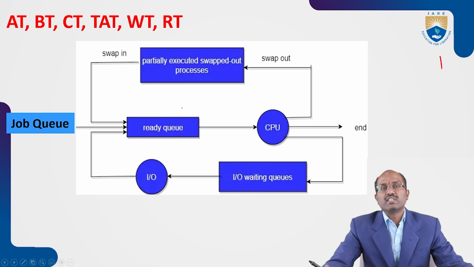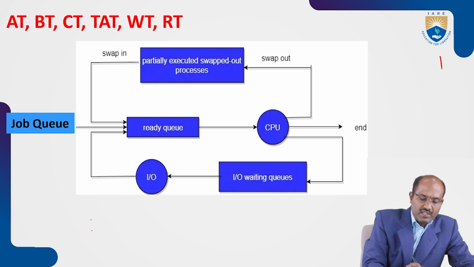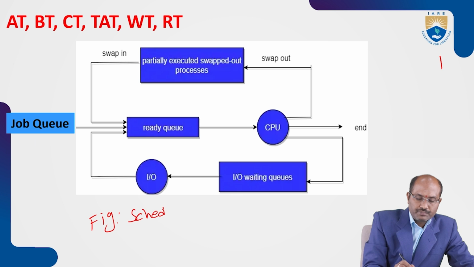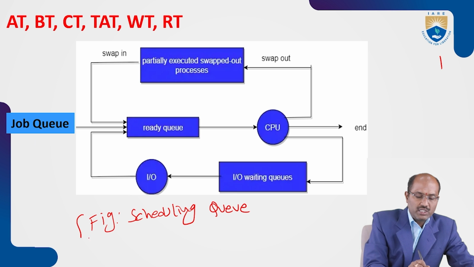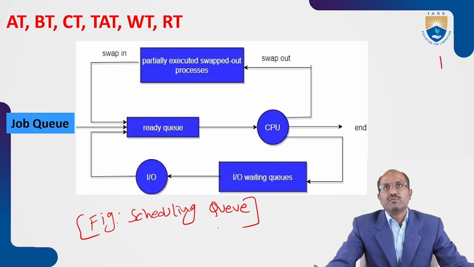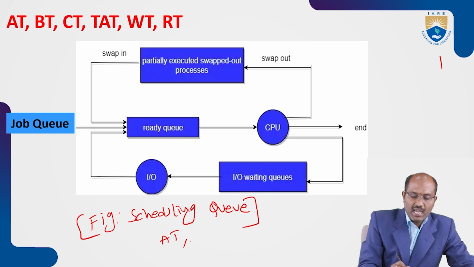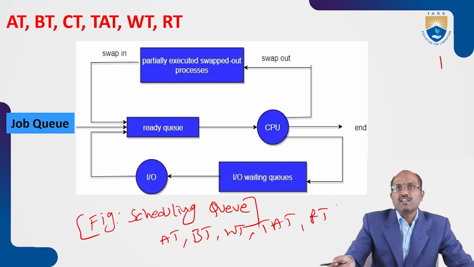There are scheduling queues: the ready queue, job queue, input output waiting queue, and partially executed swapped processes, all shown in this scheduling queue diagram. In this diagram, how the process is executing is shown. So here we calculated arrival times, burst times, waiting times, turnaround times, and response times for every process.